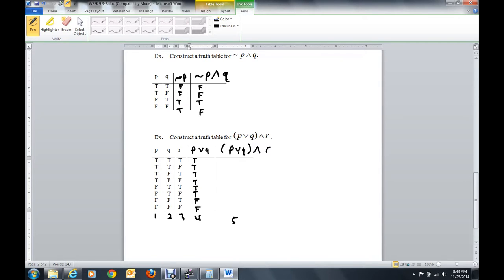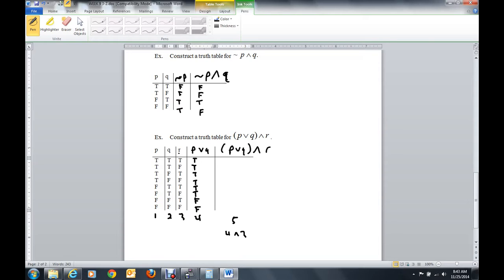So what that means is, to find the truth values for this fifth column, we're going to take the P or Q column, which is 4, and do an AND with the R, which is the third. You can think of it like this: the fourth and the third together. So we're just looking at these two. It's a lot easier to break it down like this than to think about all three at once. So this fourth column is making these two into one.